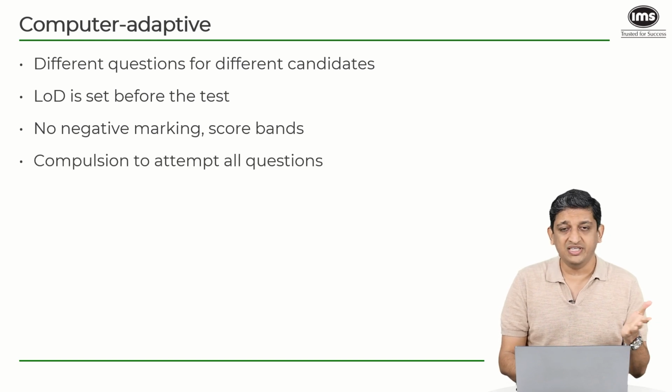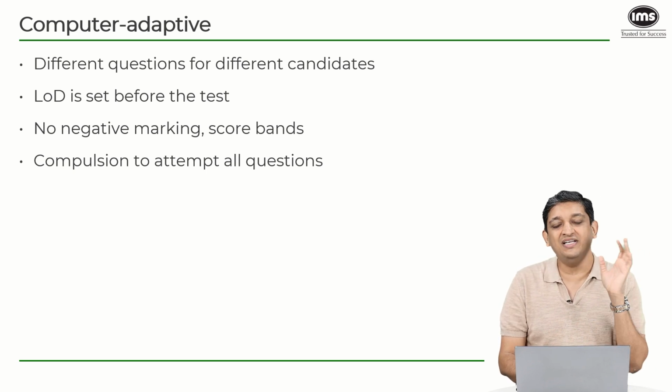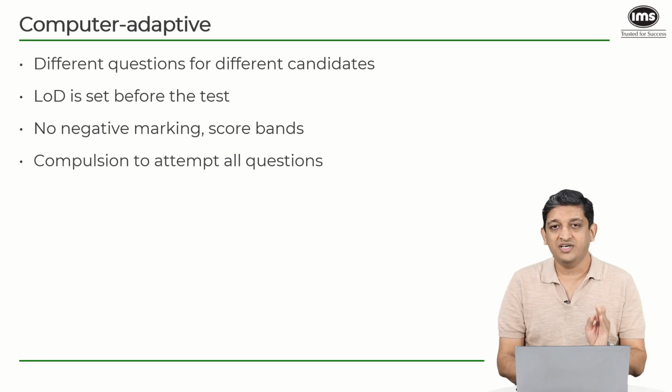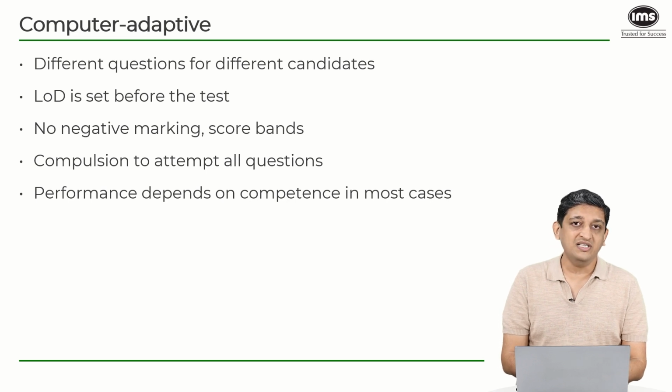Now, there is a compulsion to attempt all questions, because if you don't do that, the system will not be able to judge you fairly, and the system will think that you have tried to game the system, and that's why it will penalize you for your effort. So make sure that you are attempting all the questions if it comes to a computer adaptive test. And in terms of the performance, it will be completely dependent on your competence.